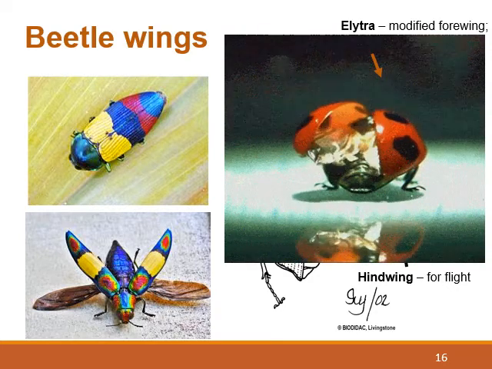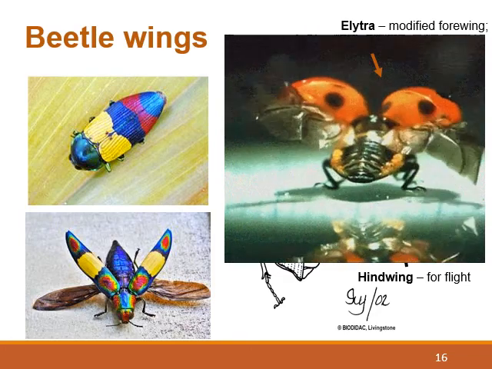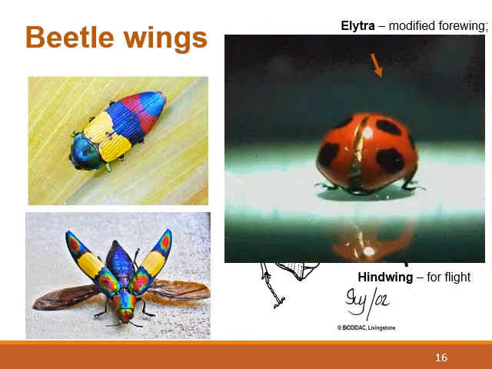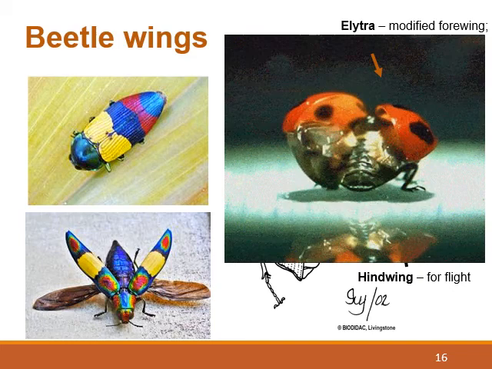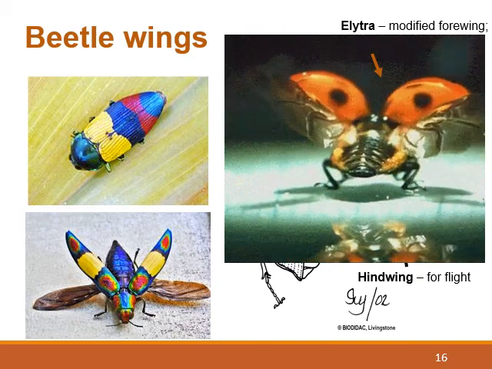Here's a GIF of a ladybird, just so you can see this modified forewing, this elytra, kind of opening up to reveal the hind wings underneath.